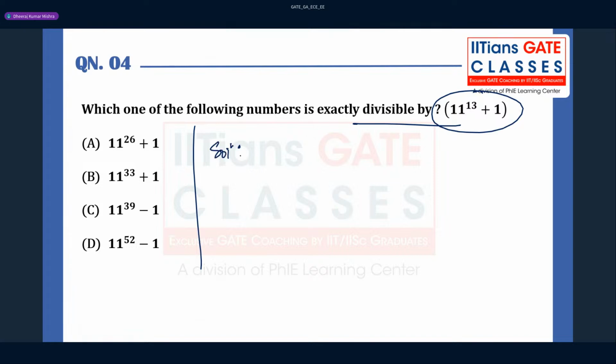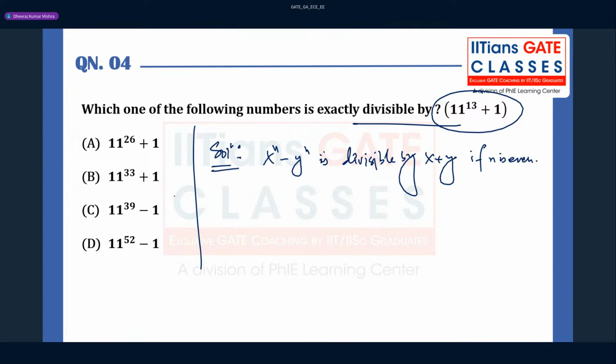So let me tell you some of the concepts that you have to remember so that you can solve any question quickly. You should know that suppose x to the power n minus y to the power n is there, it is exactly divisible by x plus y if n is even. These are the proven expressions that you have to remember. Second one is x to the power n minus y to the power n is divisible by x minus y if n is odd.